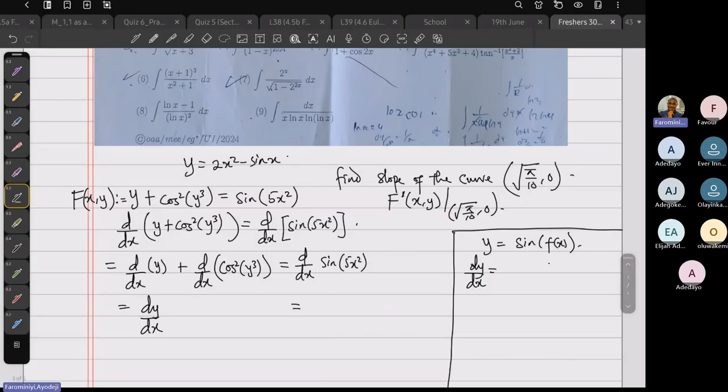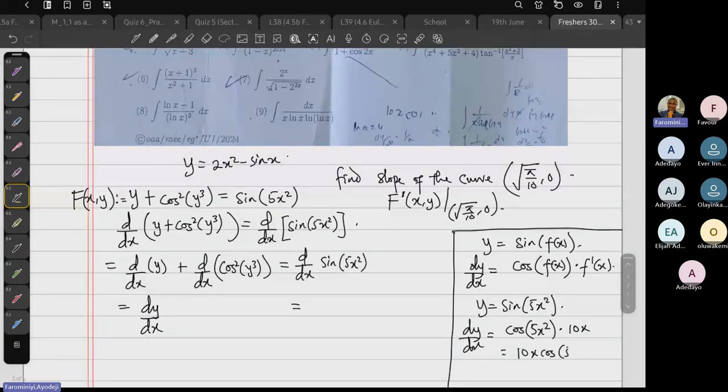So if y equals sine 5x squared, we are going to do dy dx equals the differentiation of sine, which is cosine of 5x squared, times the differentiation of 5x squared, which is 10x. So that is 10x cos 5x squared.